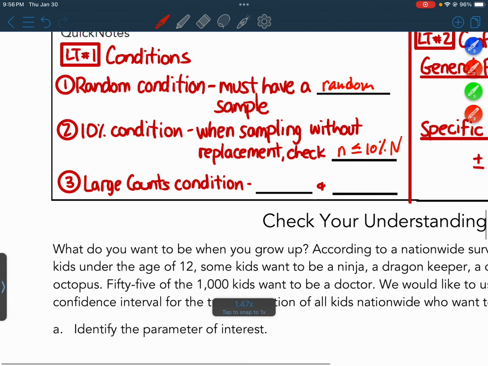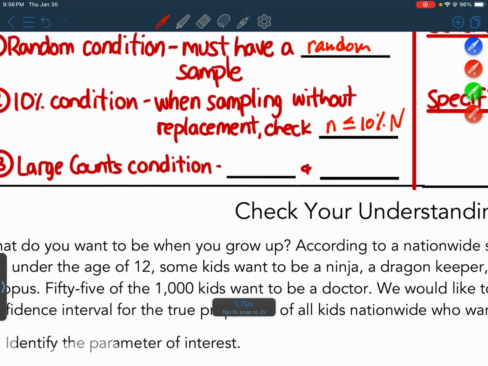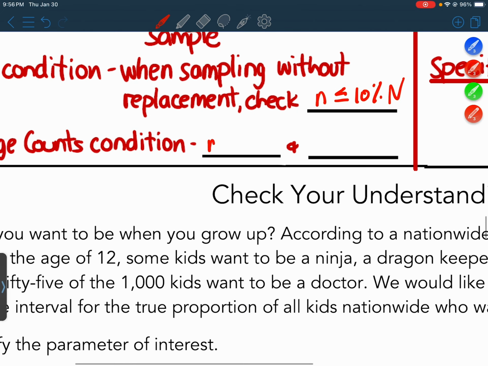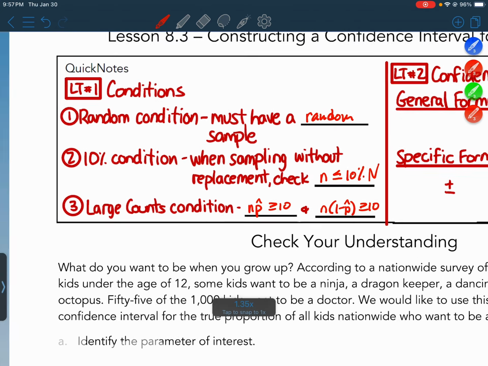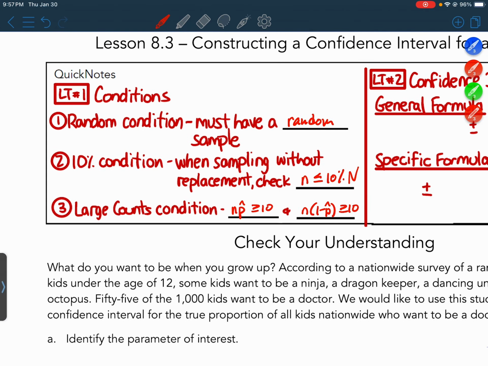Condition number 3 is large counts. We're checking the large counts to justify the use of normal distributions. Now in the past, we said it was np greater than 10 and n(1 minus p) greater than 10. But in this situation, we don't know the true value. So we have to use our best guess, our estimate, which is p hat. All right, so those are the conditions.